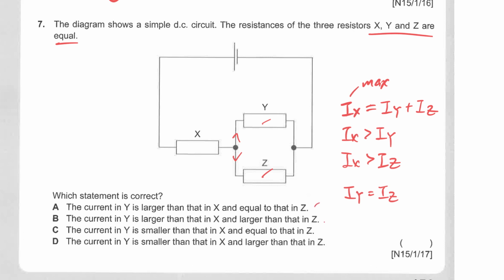Just be very careful. The current in Y is larger, definitely wrong. So the current in Y is smaller than X, so it's either C or D. And we already know that the current in Y has to be equal to the current in Z. So the answer is C.